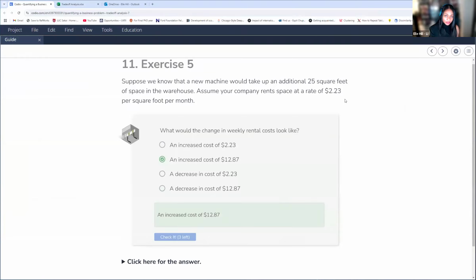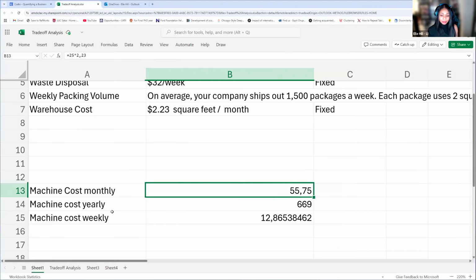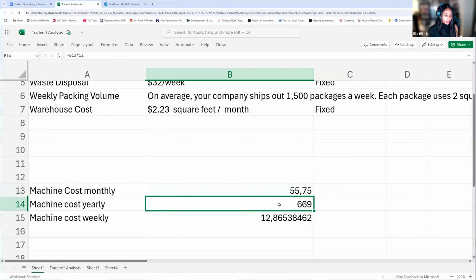Now, we can't just divide by 4 because it doesn't take into account all 52 weeks in the year. So we have to scale this up to yearly. To do that, we multiply times 12 because there are 12 months in a year, and then we divide by 52. So then we can get our weekly cost.